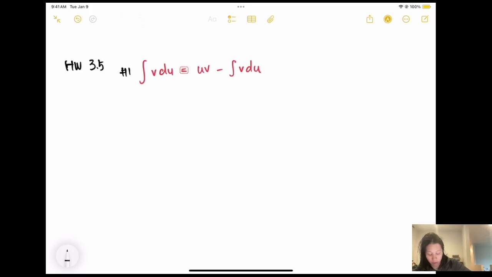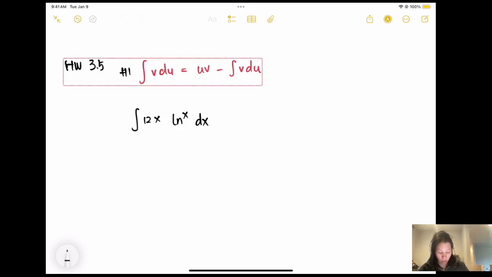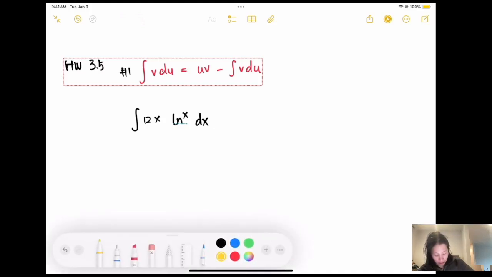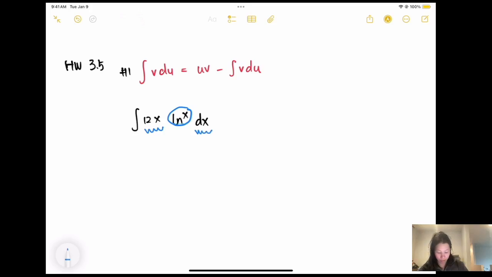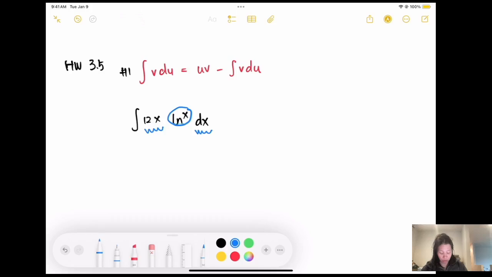Number 1: we have the integral of 12x ln of x dx. We need to pick our u and dv. Because later we need to integrate the v, we need to be careful about which one is easier for us to integrate. So if I let this guy equal to our u, then our dv is going to equal 12x times dx.